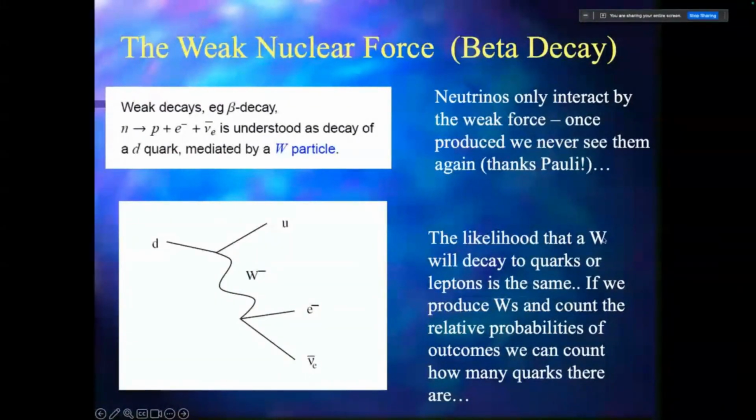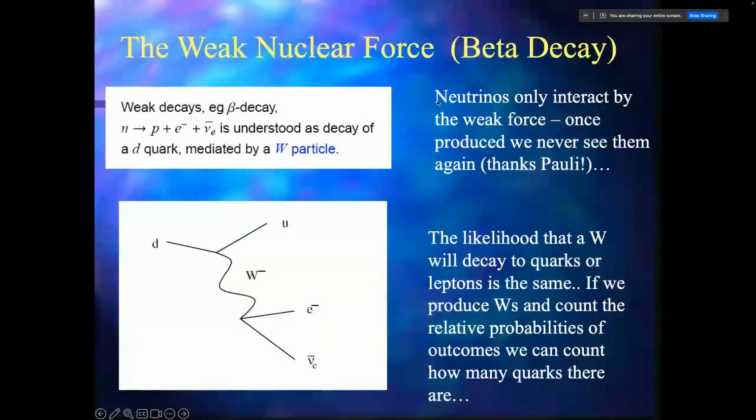It turns out that the likelihood that such a W decays into any particular final state with which it interacts, so i.e. a pair of quarks or a pair of leptons, is the same. And so if we actually produce lots of Ws at, for example, this LEP experiment, and then count the different ways in which we observe them to decay, and therefore infer the relative probabilities of each of the outcomes, we can actually count how many different types of quarks there are. So that's basically the core of the exercise.